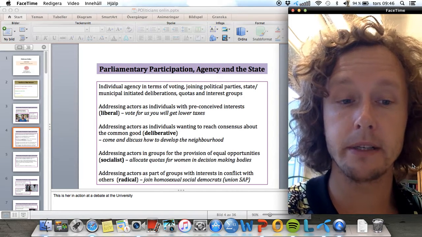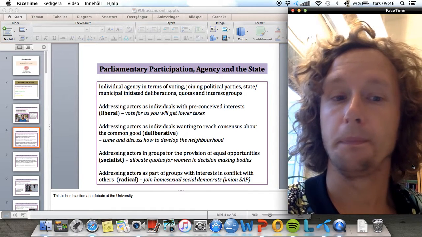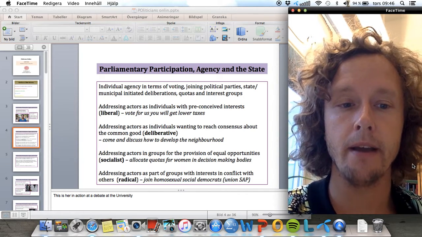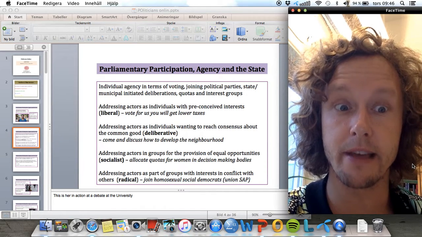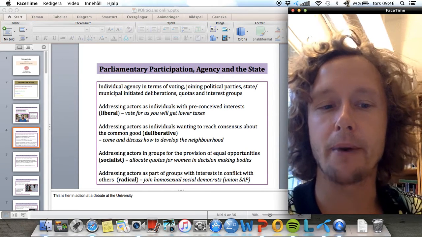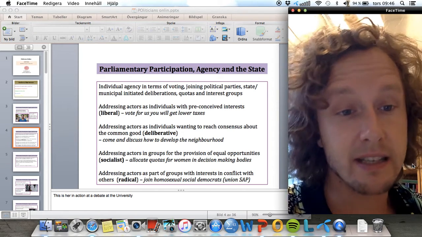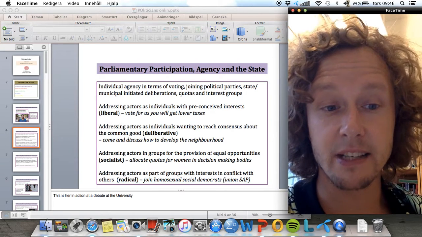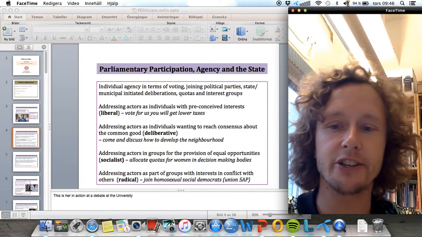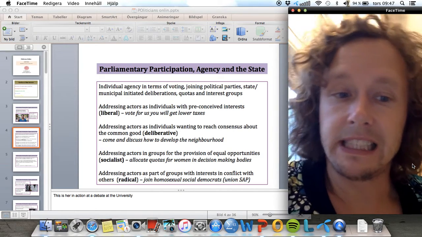However, if you depart from a deliberative perspective, a more Habermasian perspective, then you view individuals as wanting to reach consensus about the common good, so to speak, and not having a preconceived interest. They form their interest in connection with speaking to others. Then you would have perhaps these municipal initiated deliberations that I studied for my PhD, for example, which have been citizen panels, etc., and are very much based on an idea of individuals as willing to participate in these discussions: come and discuss with us how to develop the neighborhood, etc.